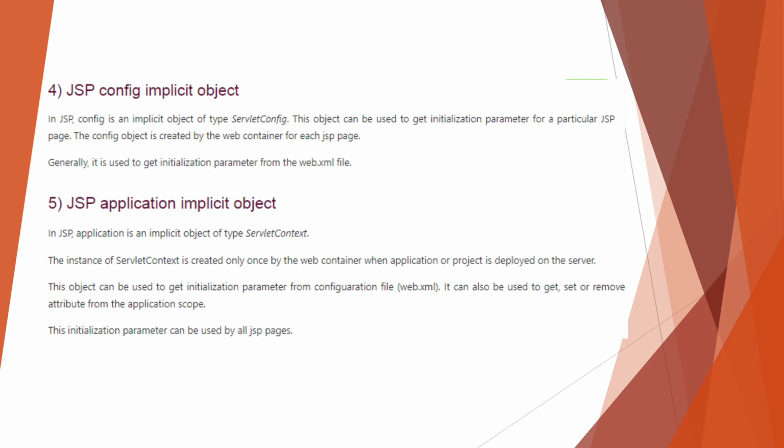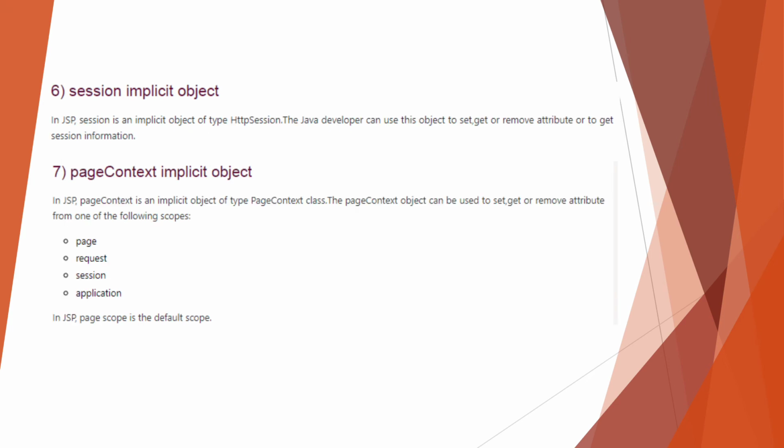Okay, the initialization of this will be used by all JSP pages. Now we will talk about the session object. In JSP, session is an implicit object of type HttpSession. The Java developer can use this object to set, get or remove attributes or to get session information.